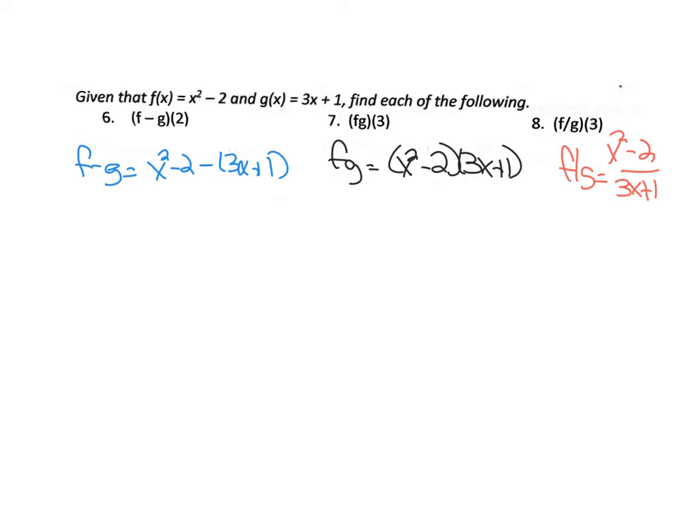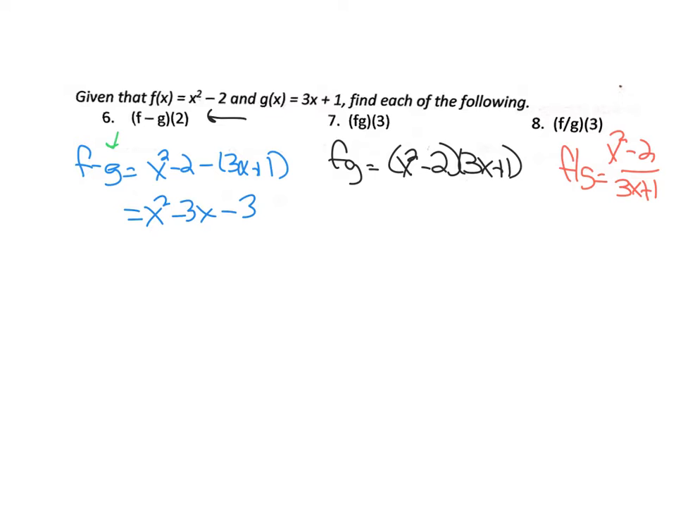Given that f of x is x squared minus 2 and g of x is 3x plus 1, find each. First one says f minus g of 2. So the first thing you need to do here is find out what f minus g is, which I started working out here. We'll finish here, so it gives me x squared minus 3x minus 3.